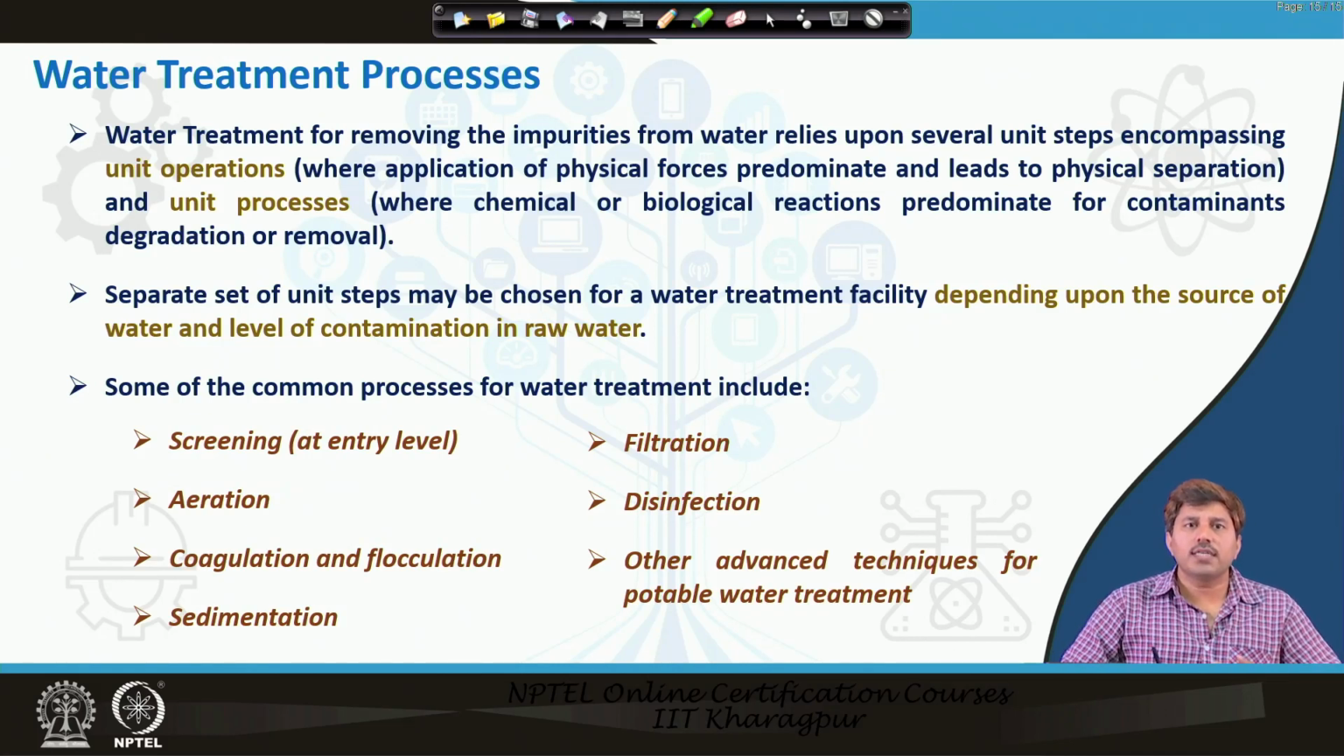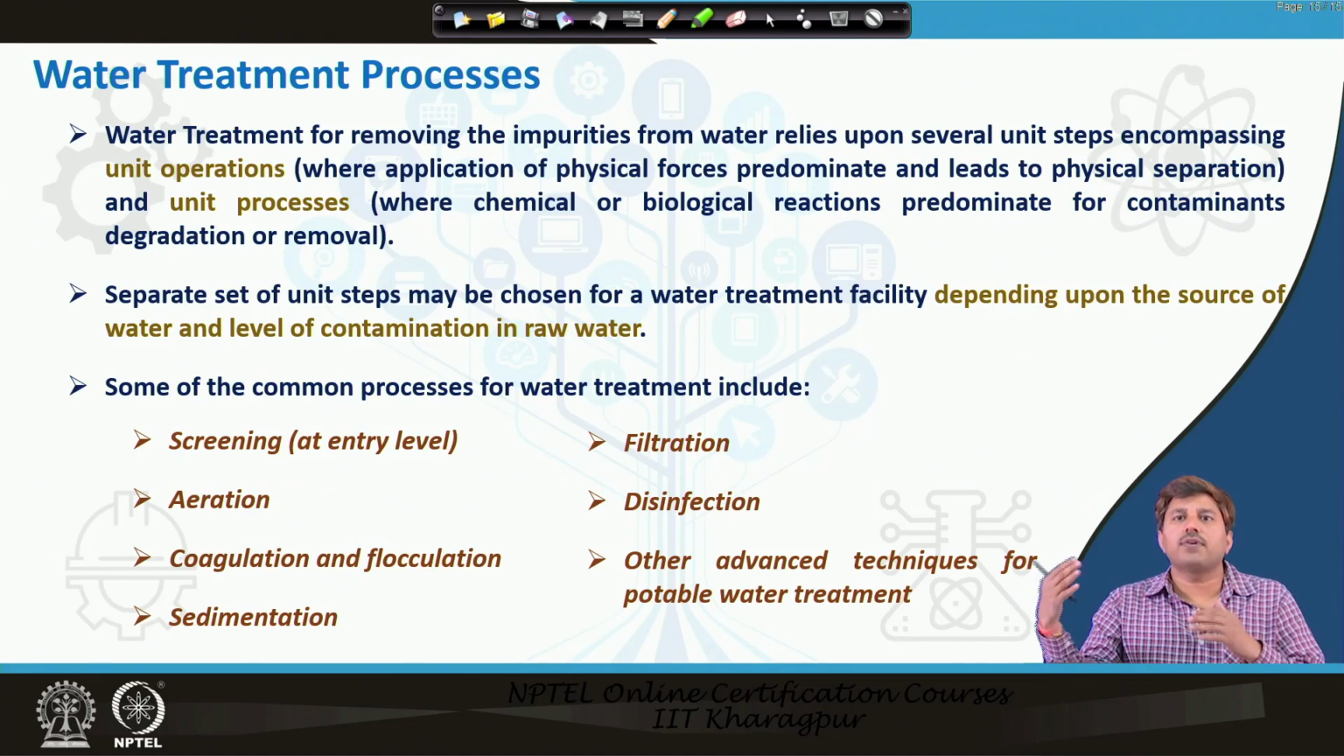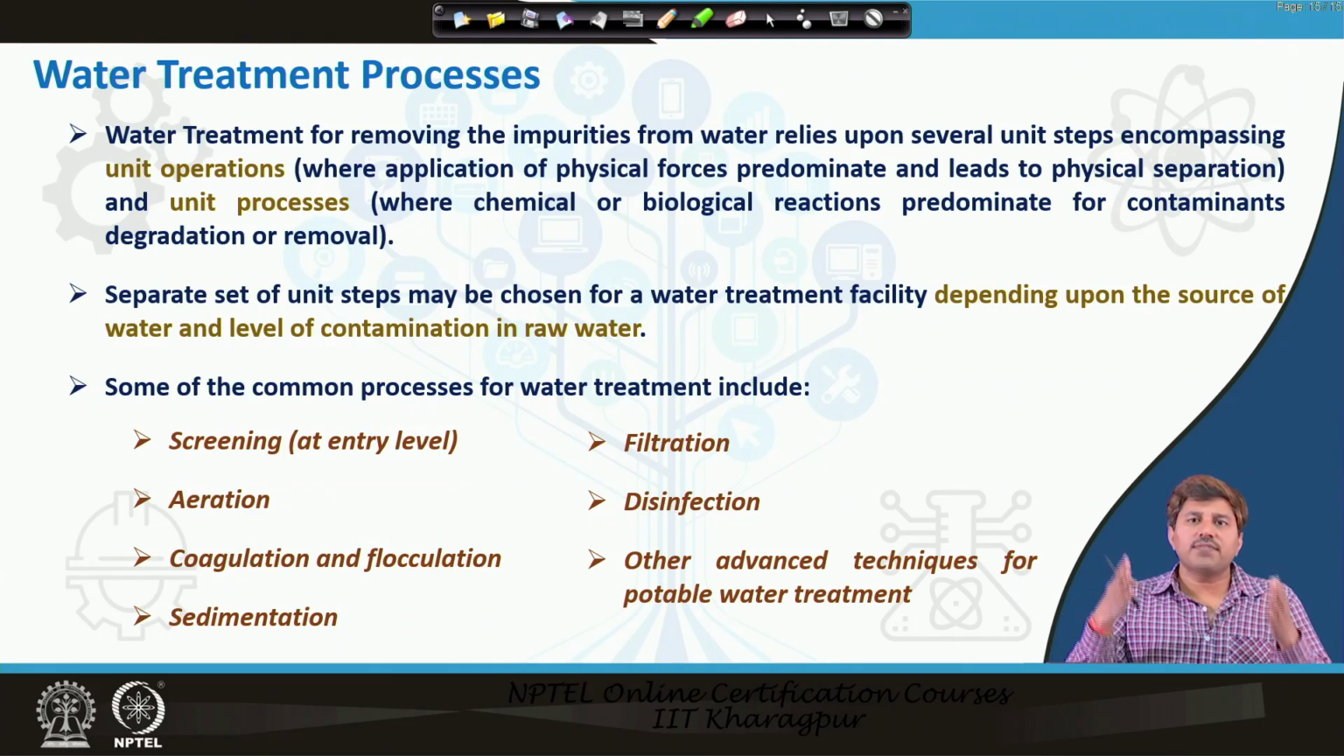So, a separate set of unit steps may be chosen for an overall water treatment facility, and that will largely depend on what is the source of water and what is the level of contamination in raw water. Depending on the source of water, we may have different types of unit structures for a water treatment plant. The sequence of the unit operations in a surface water source might be different than that of the groundwater sources.